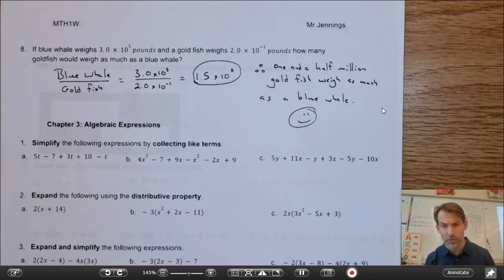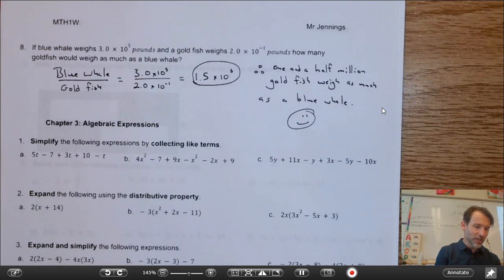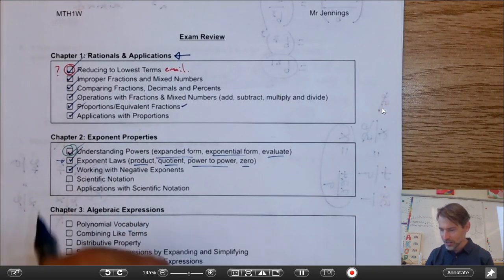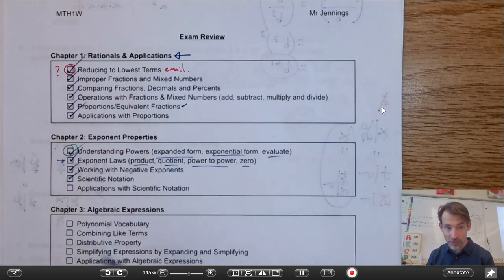Some goldfish could weigh a kilogram. Anyway, all of these tips and tricks will certainly help you on the exam. Then you want to last bit, come back here and say, yes, I have done some scientific notation. Yes, I can apply scientific notation to various problems. And you should be pretty well ready for that.